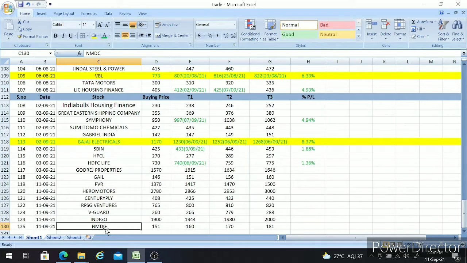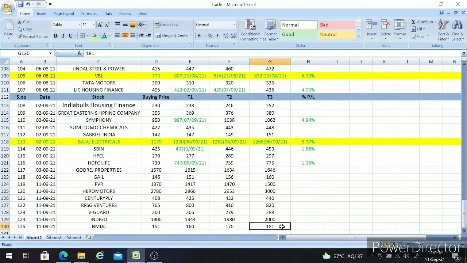Currently it's in correction, and now it's showing gains again. So I'm giving the buy call for this one at 151, with 160 being the first target and 181 being the third target. Obviously, those who buy at this price will get 20% minimum returns, friends.